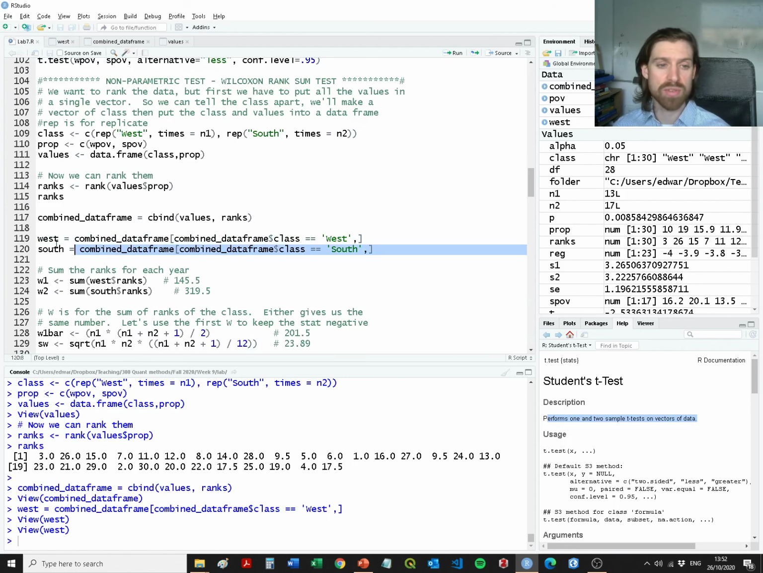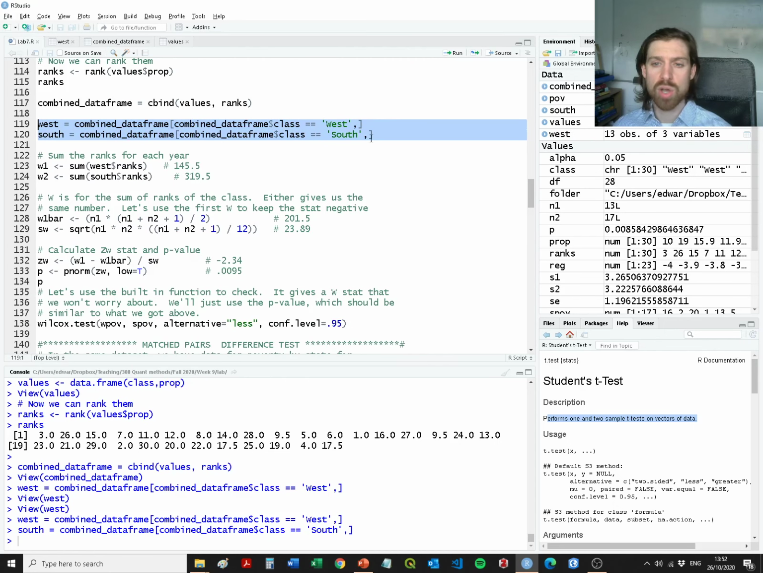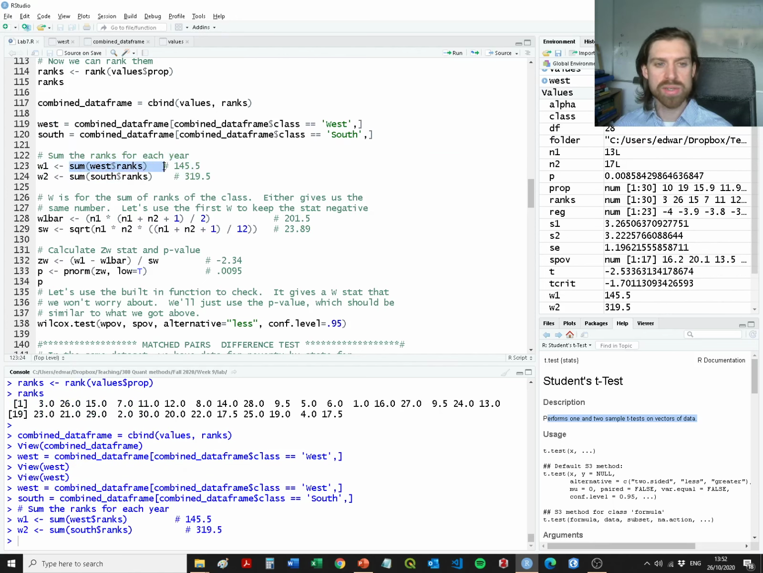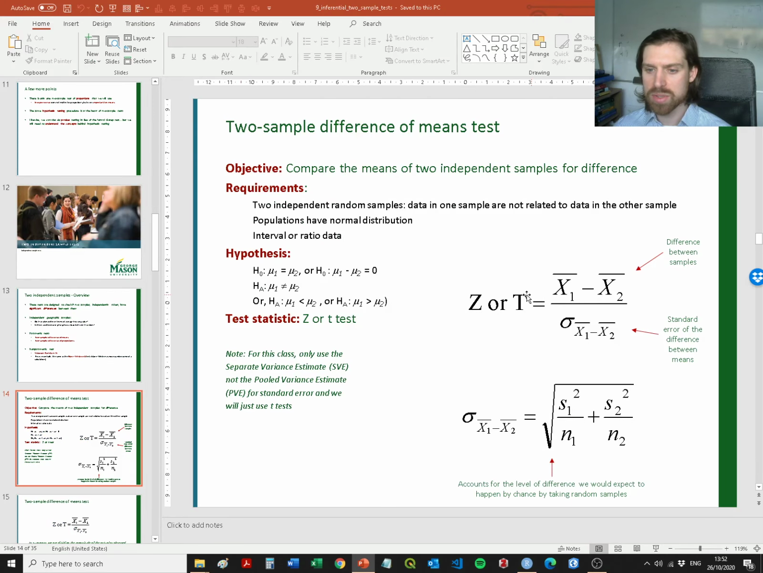Okay, and we can do the same for the South. I hope you're able to do that and you understand exactly what we've done. If it's not clear, break it down to a smaller problem, run it on your own machine, and look at the results that are produced. Once we've got them separated out, it's really easy for us just to sum. So we can sum all of the ranks in West and South to get the W1 and W2 variables.